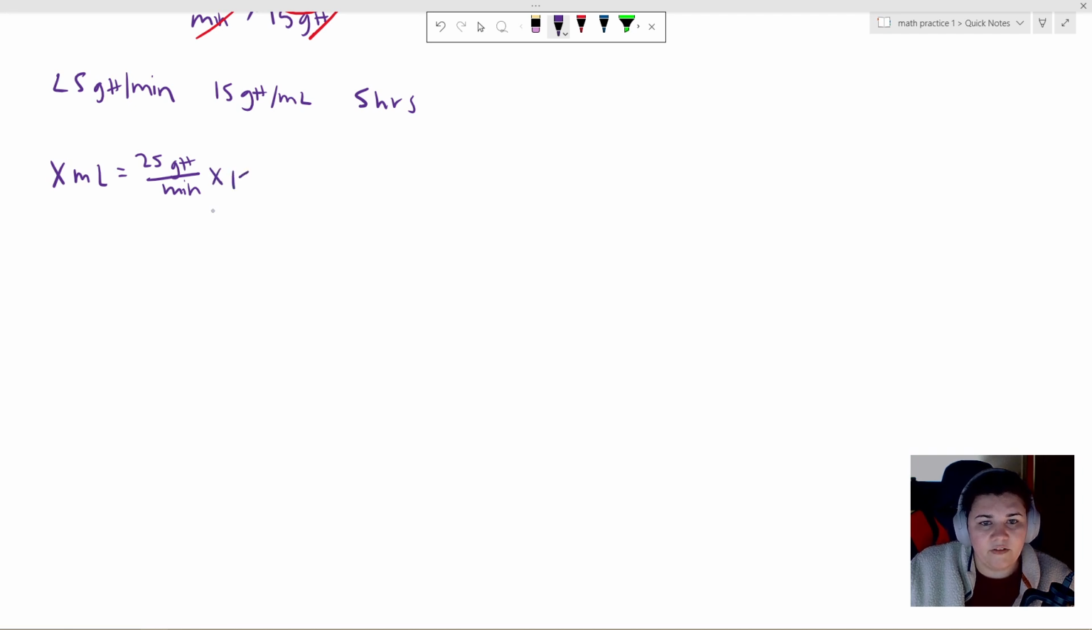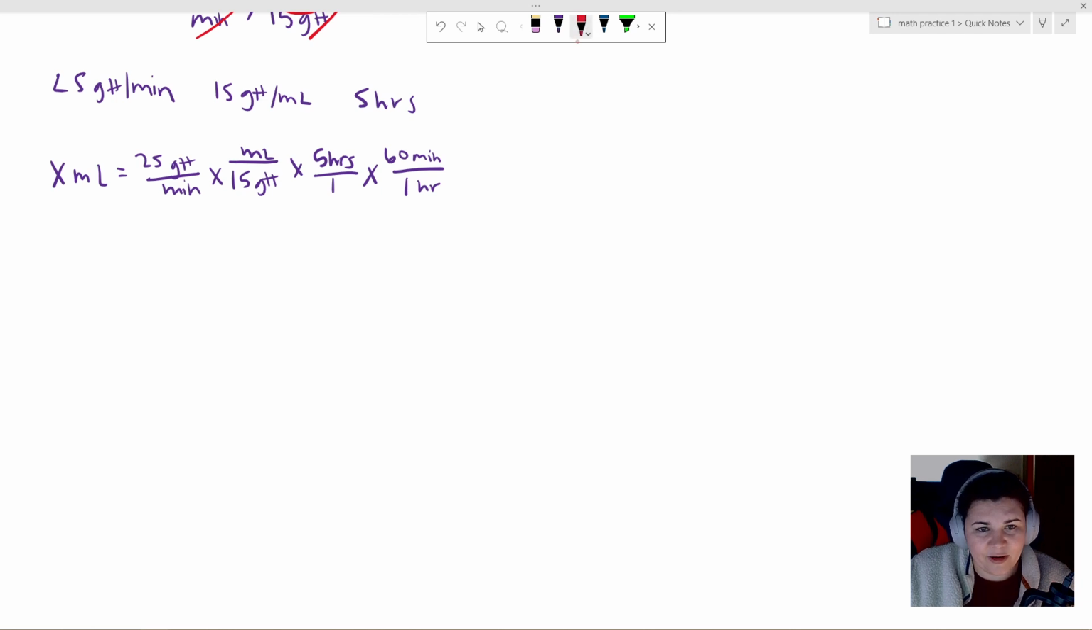And then we have 15 drops per ml. And here's a fun trick. You have 5 hours, but you really want minutes, right? So you have 5 hours over 1. And you know there are 60 minutes in an hour.